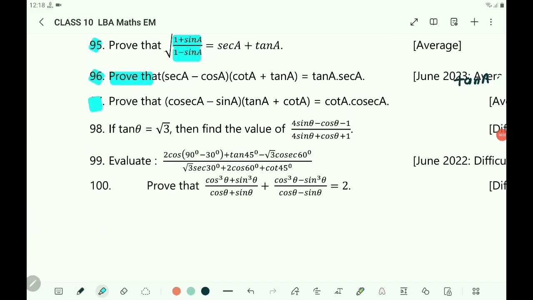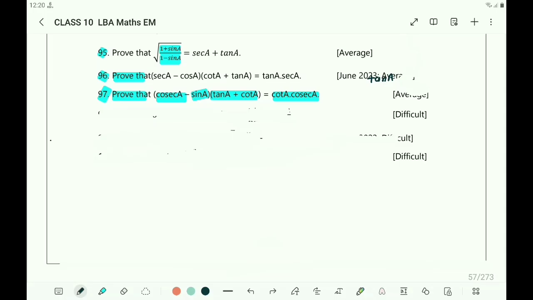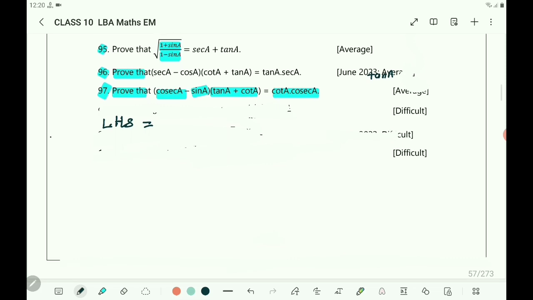Now let us take question number 97. Prove that (cosec A minus sin A) into (tan A plus cot A) equals cot A into cosec A. It is same as question number 96. Write the LHS. LHS equals cosec A minus sin A into tan A plus cot A.